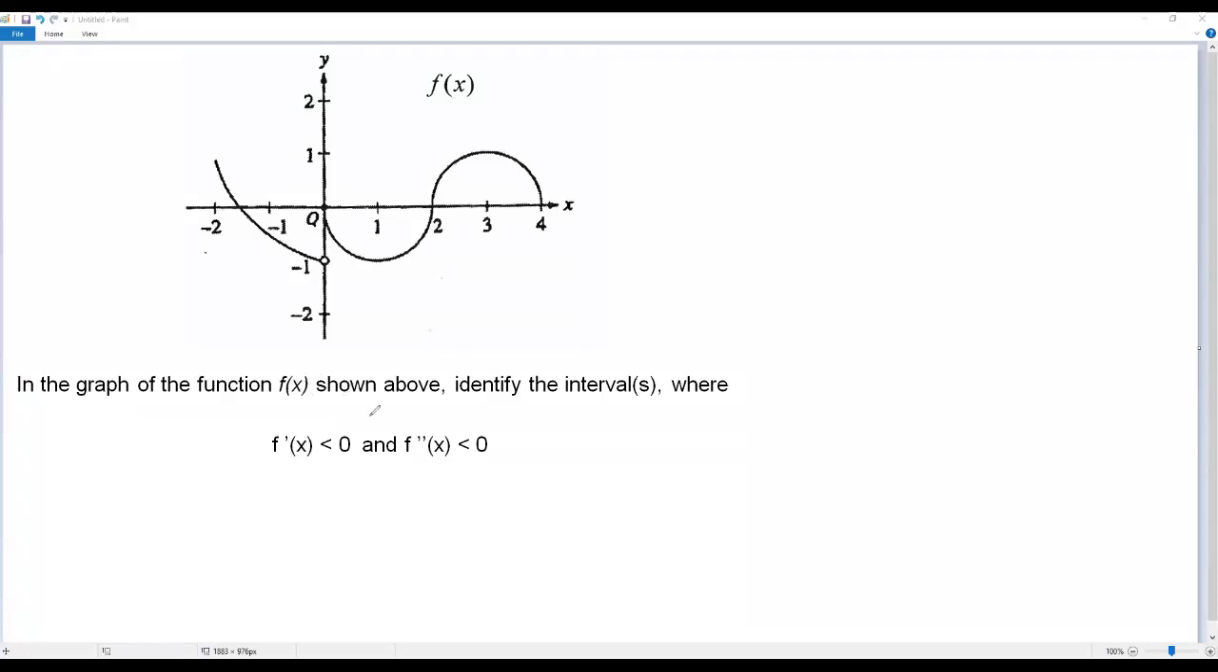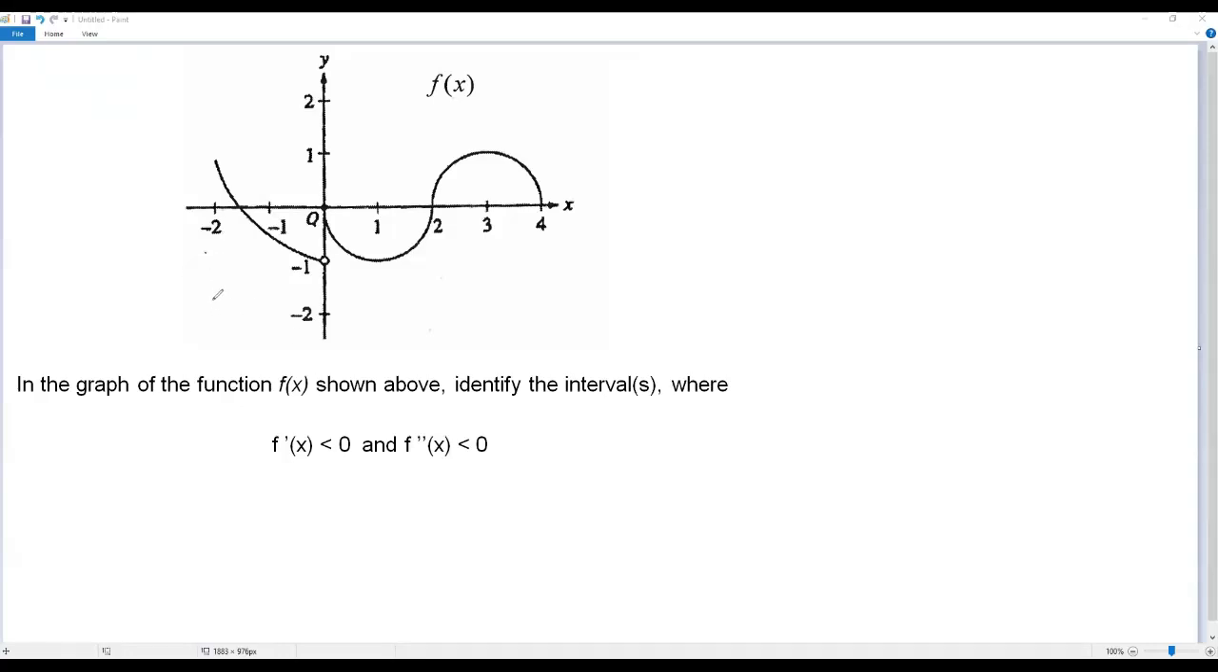So we have to find the intervals of x values for which both these two conditions are satisfied. That is, f prime of x has to be less than 0 and f double prime of x also must be less than 0. Okay, so now let me take the first condition, that f prime of x is less than 0. That is, the slope has to be negative. So I have to identify the part of the graph where it is falling from the left side to the right side. That is, the graph must go down.